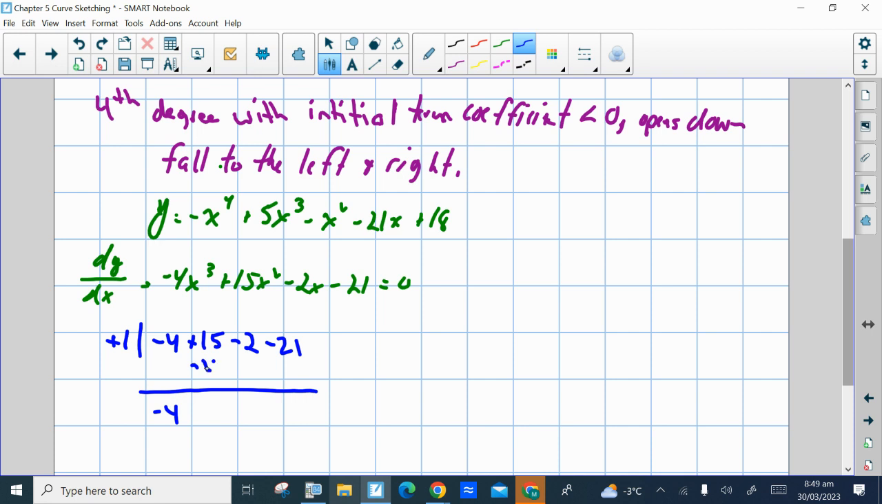1 times negative 4 is negative 4, and we add and get positive 11. 1 times 11 is positive 11. We add and get positive 9. 1 times 9 is plus 9. We add and get negative 12. We don't get 0. So x minus 1 is not a factor.